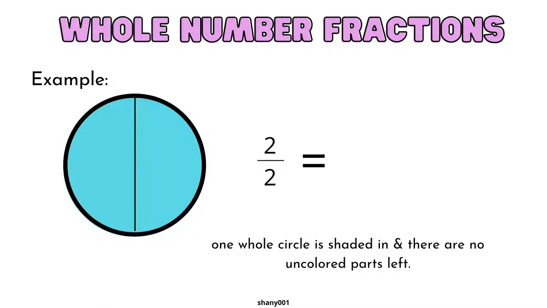In this example, 2/2, we have one whole circle shaded in, and there are no uncolored parts left. So 2/2 equals 1. In this example, 8/8 equals 1.